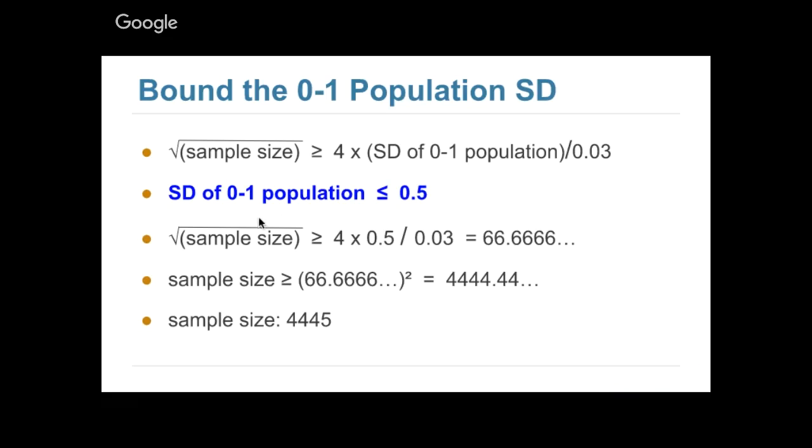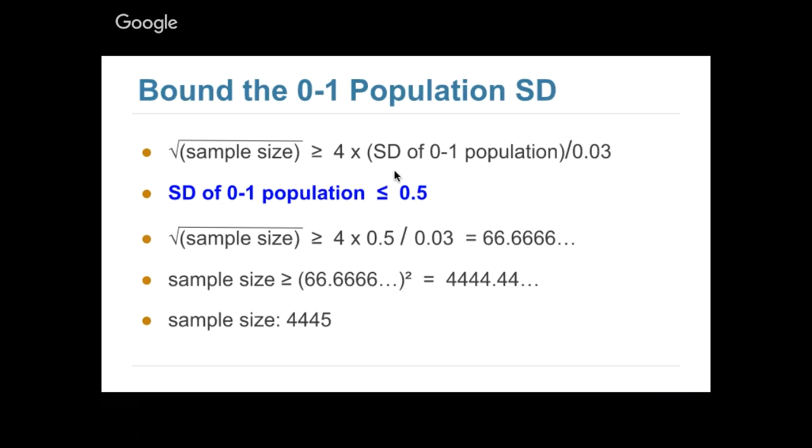So then we had the question. OK, so let's go through this line by line. We have this equation here. We want to compute the right side and then square the whole thing so we can get the sample size. But we don't know the standard deviation. We don't know the standard deviation of the population because we can't look at the population.